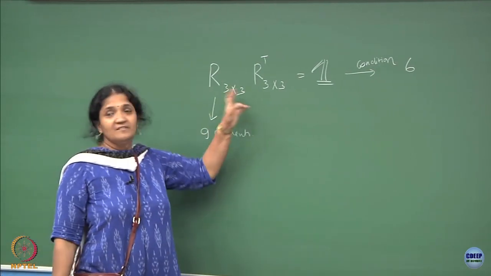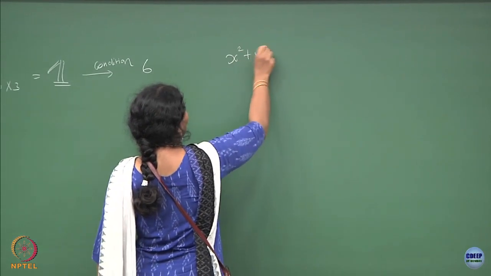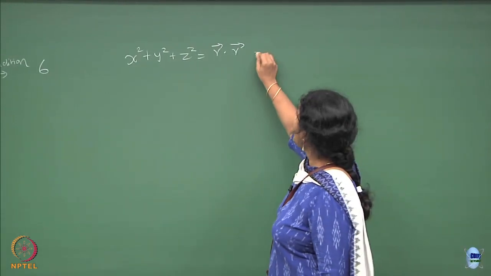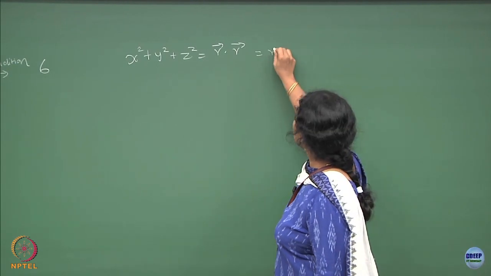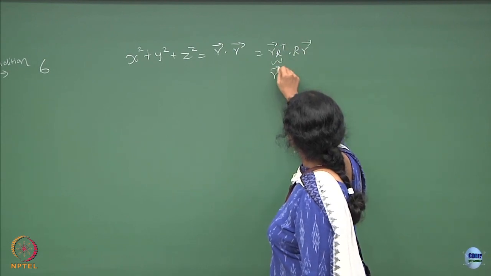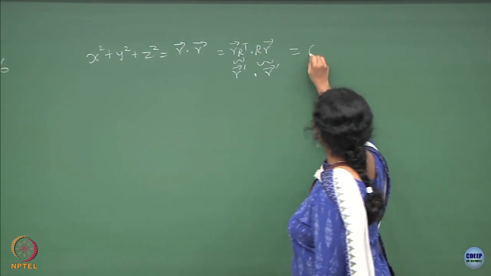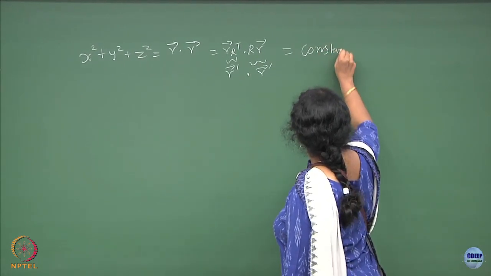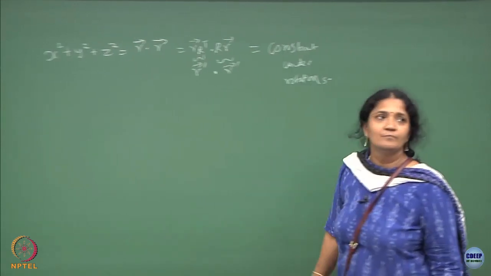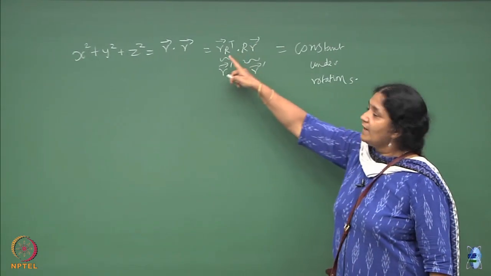But because they represent rotations, what is rotation doing? Rotation takes care that x squared plus y squared plus z squared, which is r vector dot r vector, remains the same under rotations. Okay. So, this means it is R dot R transpose dotted with R. So, this one is your R prime and this one is your R prime and this is a dot product. So, this is what we mean by saying it is constant or invariant under rotations. Okay? So, these objects are going to be invariant under rotations.